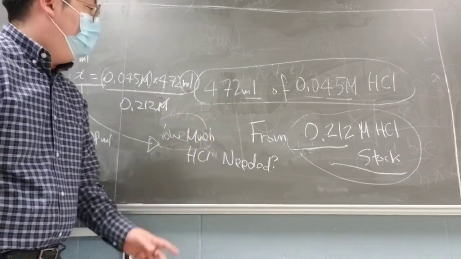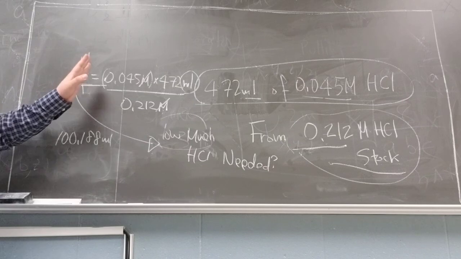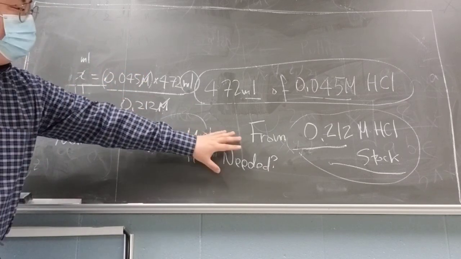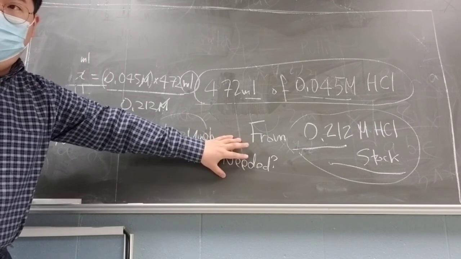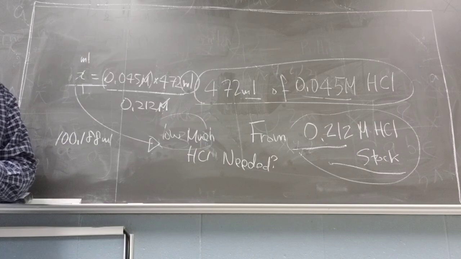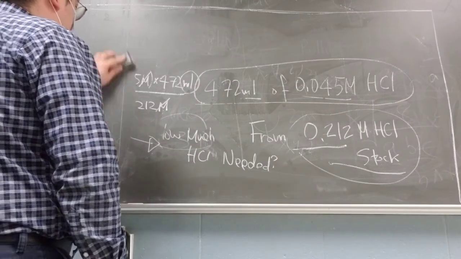Okay. But technically, you just need to do M1, V1, M2, V2. Just fill all the numbers in. You just put the X for what you're solving for, and there you get your answer right there. Okay. Make sense, right? Okay, perfect. Okay. All right, so let's move on to the next one.